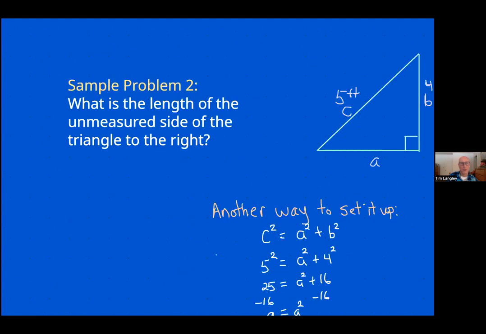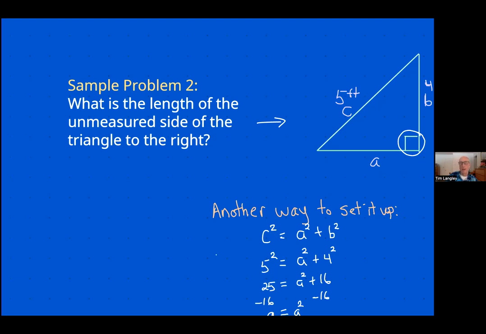Okay, I have another sample problem here. Sample problem 2: What is the length of the unmeasured side of the right triangle to the right here? Okay, so I'm talking about this triangle on my right here. First thing I want to notice is that yes, this is a right triangle. In Pythagoras' theorem, a squared plus b squared equals c squared.